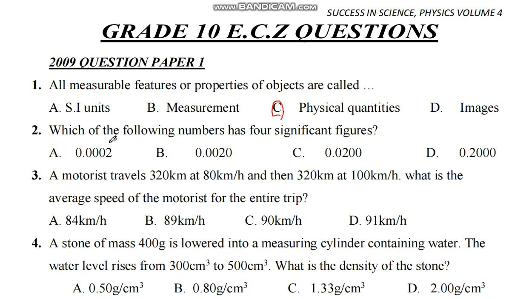Then the second one: which of the following numbers has four significant figures? A, B, C, and D. So D has four significant figures. We count the number of significant figures after a point.